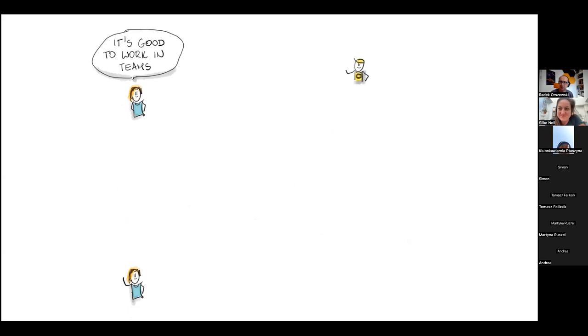If we talk about Team Topologies, for sure we're going to talk about teams. And it's a very obvious statement that it's good to work in teams because teams are probably better than individuals. We have diversity of opinion. We have people who can support us, people who can help us. But the question is, what kind of teams are we talking about?